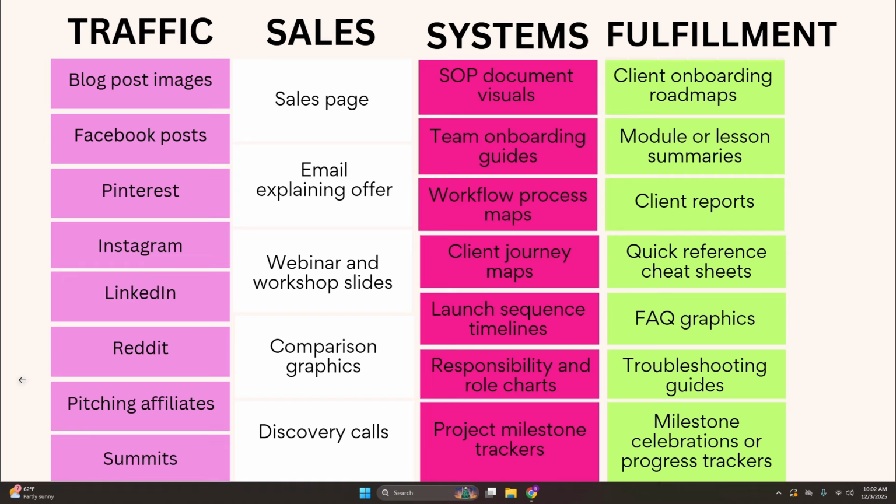So just a brief rundown: traffic, sales, systems, and fulfillment. Traffic is getting more eyes on your offer. Sales is when people see your offer actually buying it. Systems, this is so that you don't burn your business to the ground. This is having things written down and documented so that you're not the only one with everything in your head. And then fulfillment, that is delivering on what you said you deliver on.